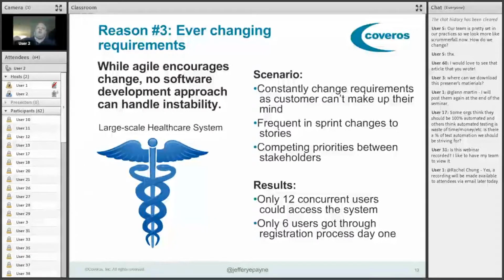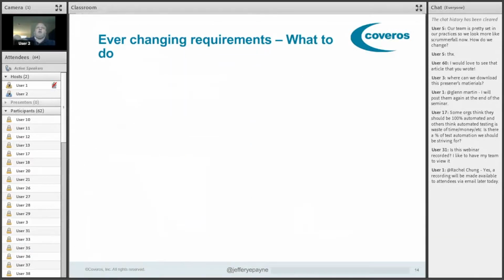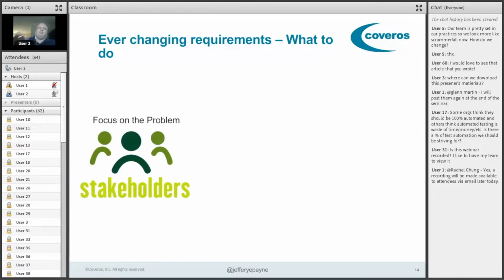So what do you do if you have ever-changing requirements? I'll give you some ideas. The first is focus on the problem. For those of you that are going to run out and sign up for free to Agile Connection, or you're already a member of Agile Connection, there's an article coming out in the next month about this.